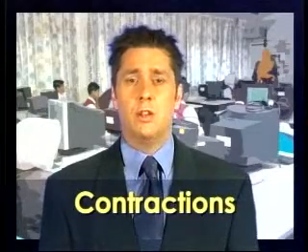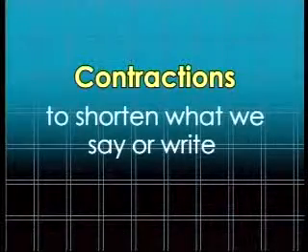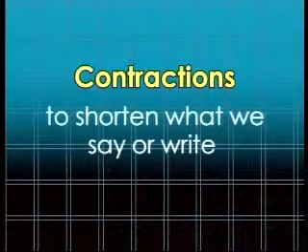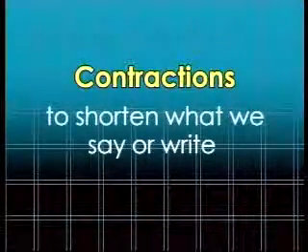In English, to contract means to make something smaller. A contraction is something that has been made smaller. We use contractions when we want to shorten what we say or write. Contractions are often used in spoken English, but they are also used sometimes in written English.